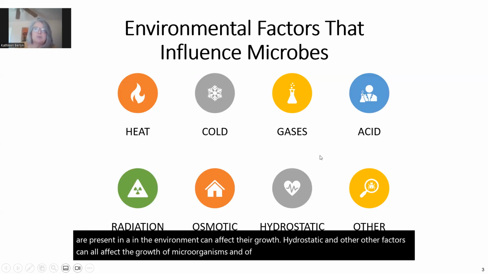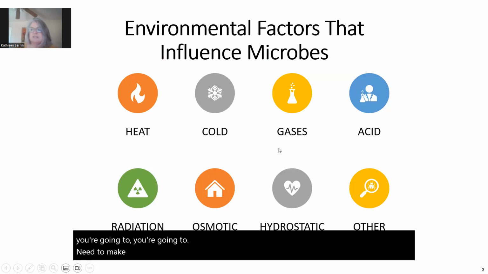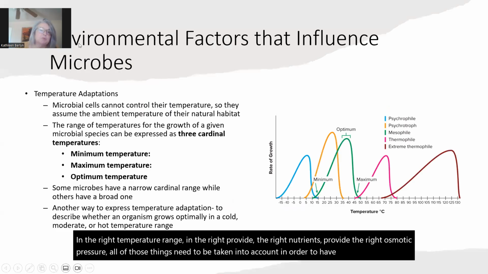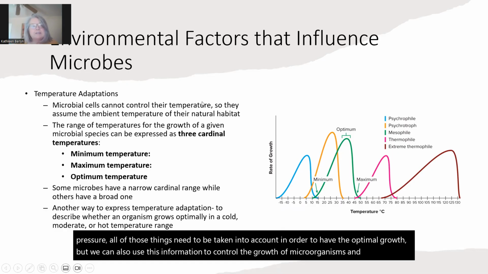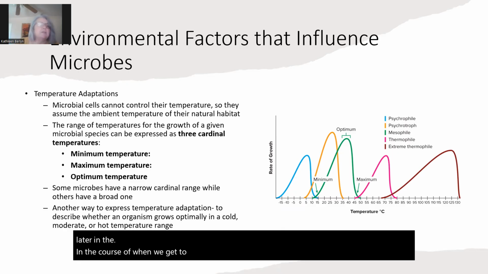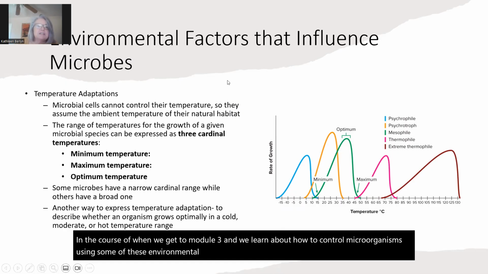And of course, if you want to optimize their growth, you're going to need to make sure that you're in the right temperature range, provide the right nutrients, provide the right osmotic pressure. All of those things need to be taken into account in order to have the optimal growth. But we can also use this information to control the growth of microorganisms, and we'll see that later in the course when we get to Module 3 and we learn about how to control microorganisms using some of these environmental factors. So one of the big ones and the easiest one is temperature.